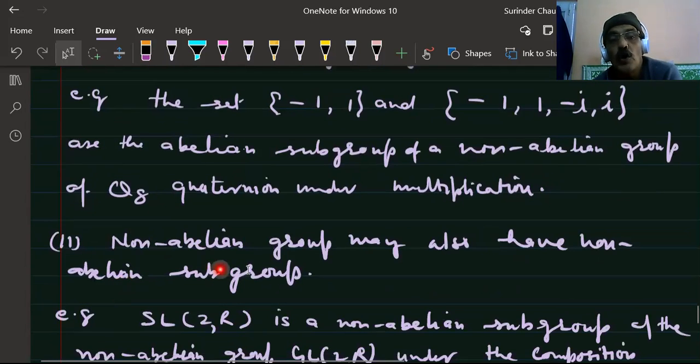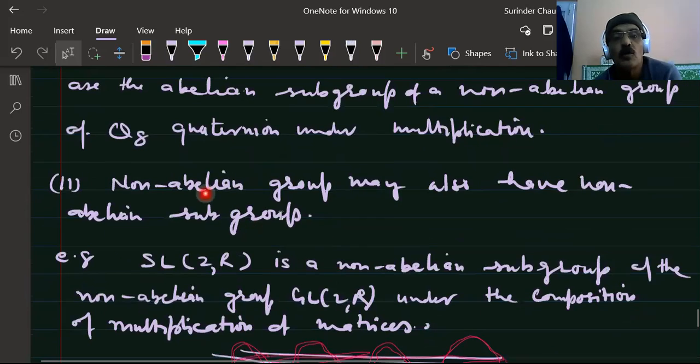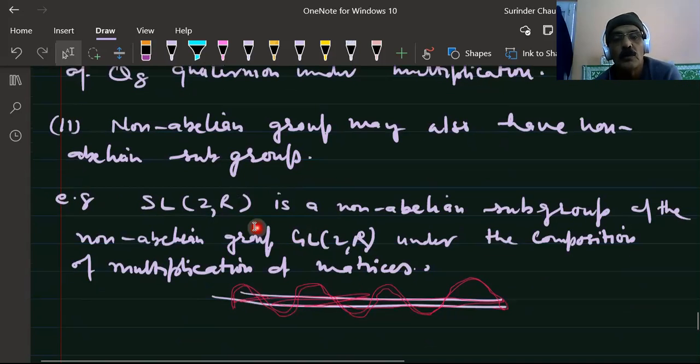Now again, a non-abelian group may also have a non-abelian subgroup. An example of this is the special second order matrices over the set of reals, and the general second order matrices over the reals. This is a non-abelian group, and this is also a non-abelian group. We will discuss this example in the group in a different example. We will discuss general nth order matrices; the same holds for the second order. Thank you very much.